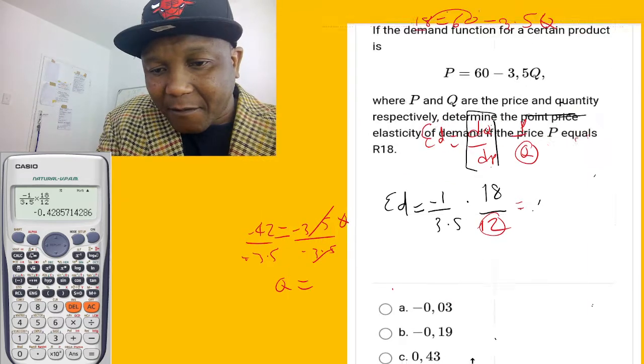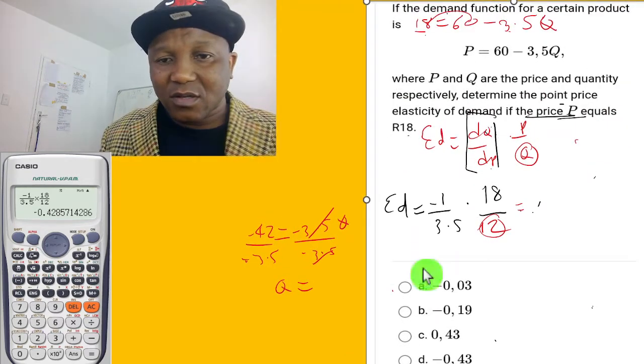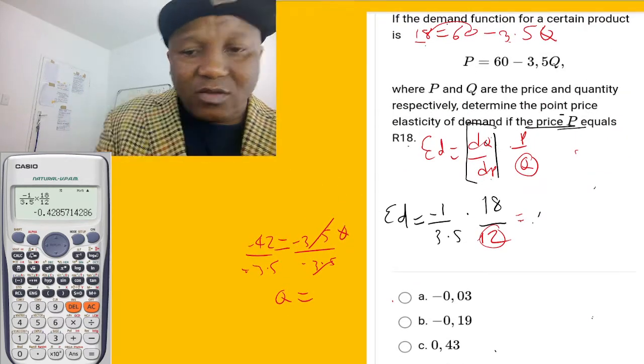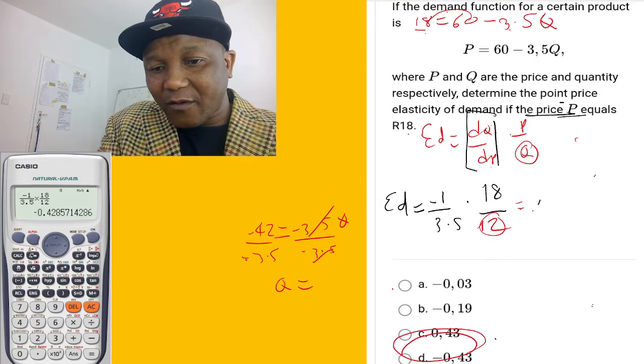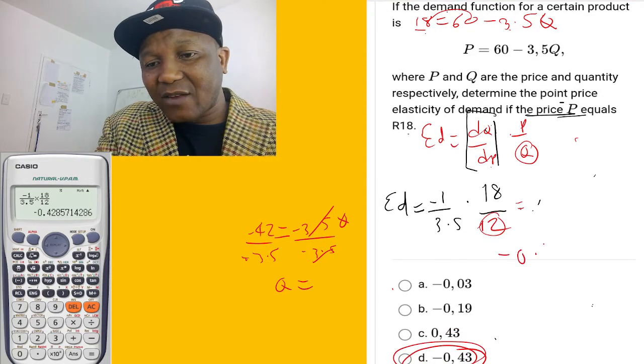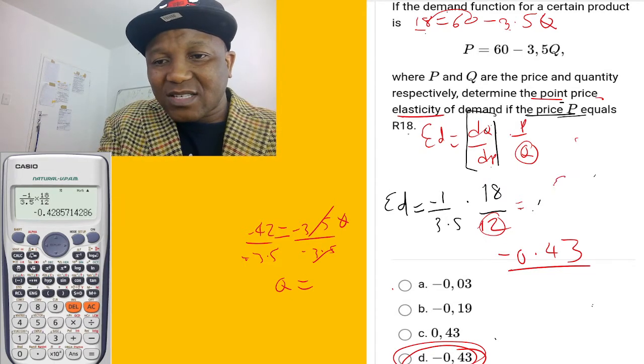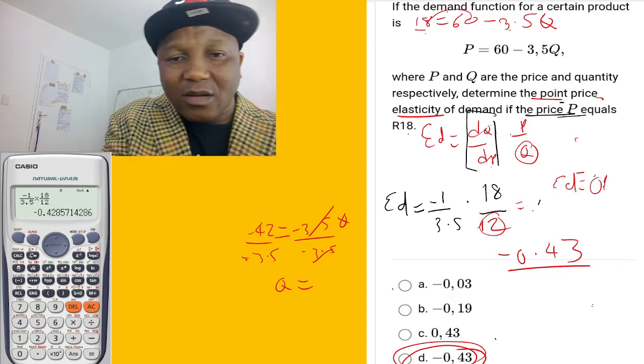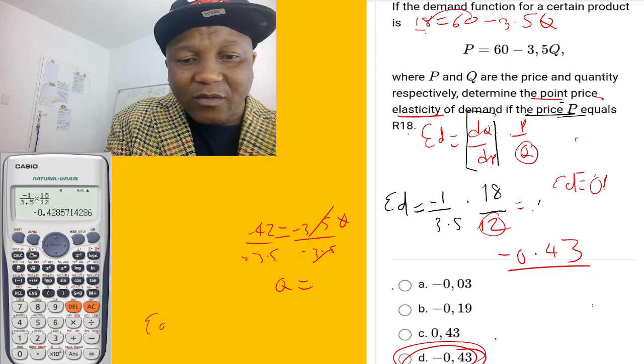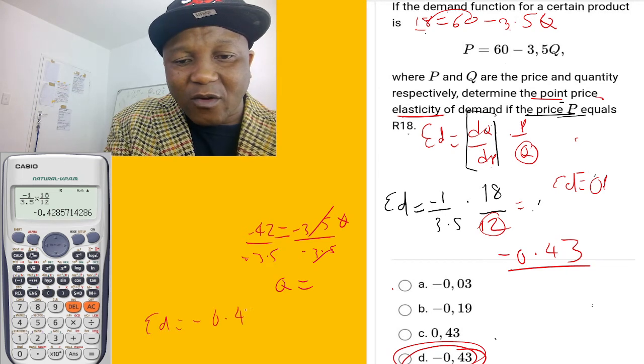So this is the answer here. Sorry, my apologies. The answer is option number 4, negative 0.43. And remember, this is point elasticity. Point elasticity of demand equal to negative 0.43.